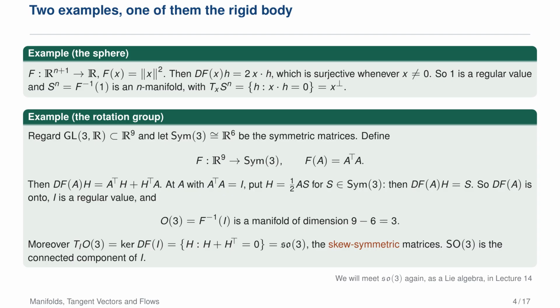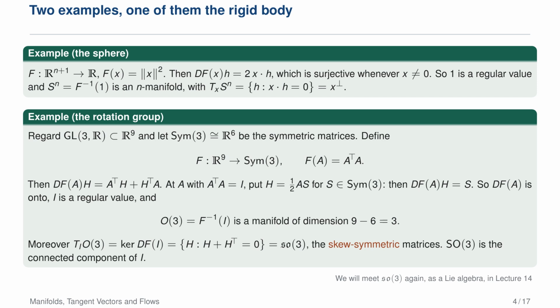For the rotation group, regard 3 by 3 matrices as R9, and the symmetric matrices as R6. Define f of A equals A transpose A. Then dF at A applied to H equals A transpose H plus H transpose A. Suppose A transpose A is the identity, take any symmetric S, and put H equal to 1/2 AS. Then dF at A applied to H is exactly S. So the identity is a regular value, and O3 is a 3-dimensional manifold, since 9 minus 6 is 3.